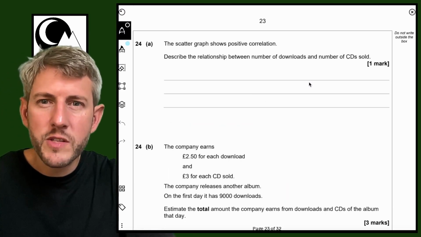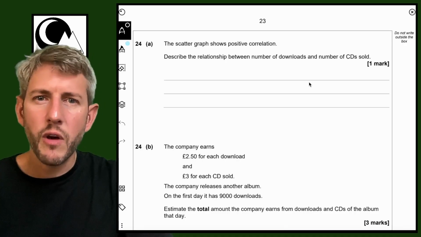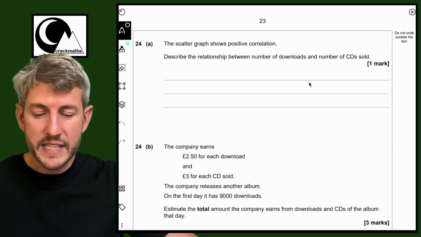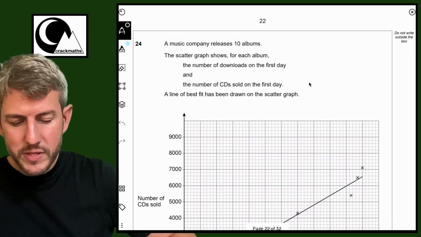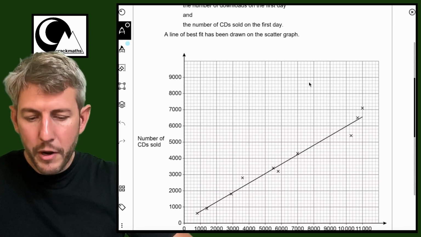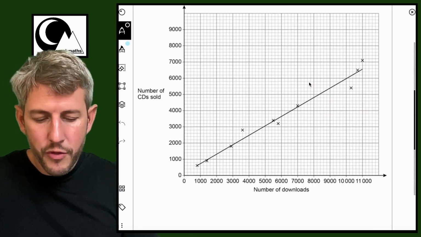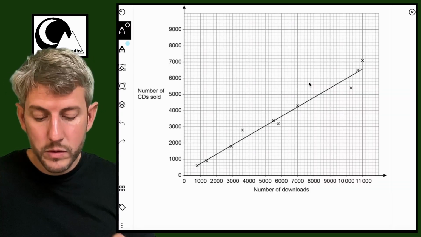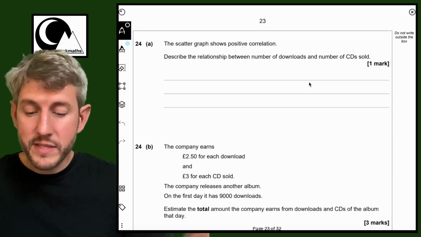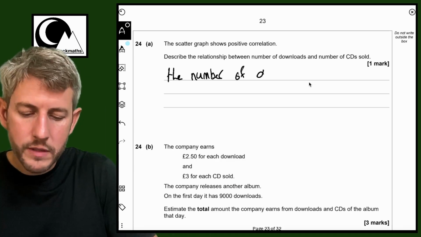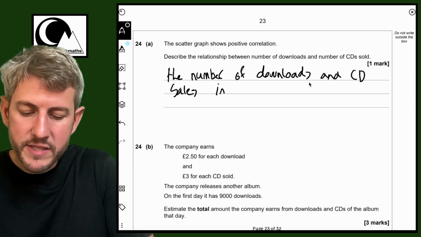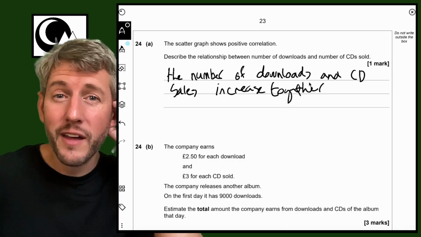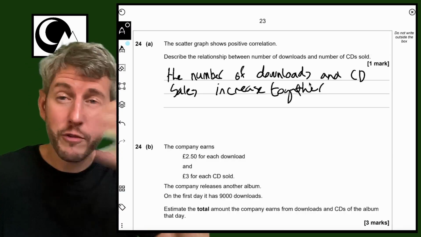The scatter graph shows a positive correlation. Describe the relationship between the number of downloads and the number of CDs sold. Right, so if it's a positive correlation, that means that both things are increasing together. So the more downloads of a song, the more CDs sold, and the more CDs sold, the more downloads there are. Or we could say the number of downloads and CD sales increase together. So I'm sorry, my handwriting's awful, but that's what that means. The number of downloads and CD sales both increase together.